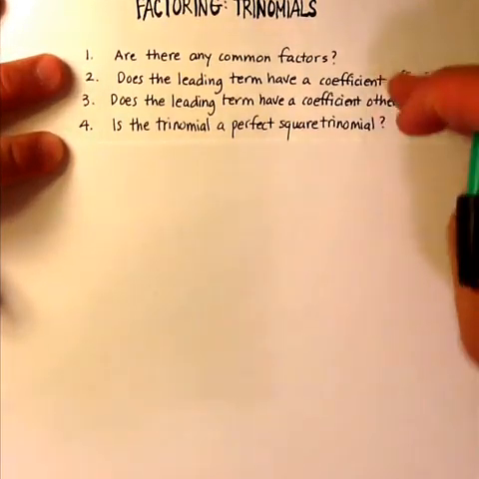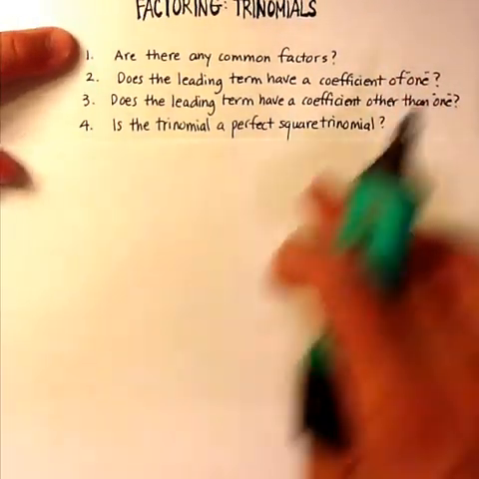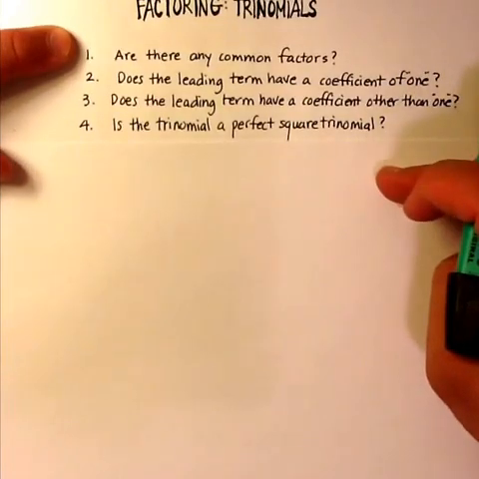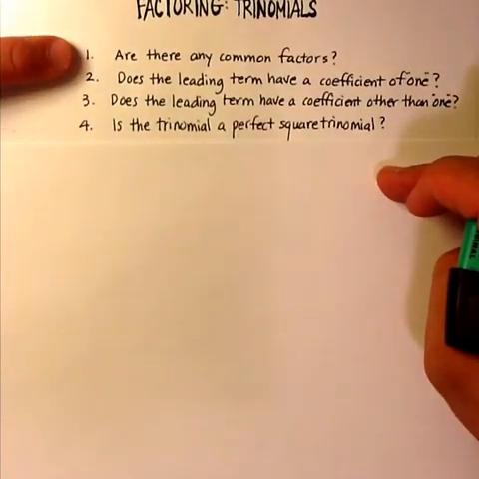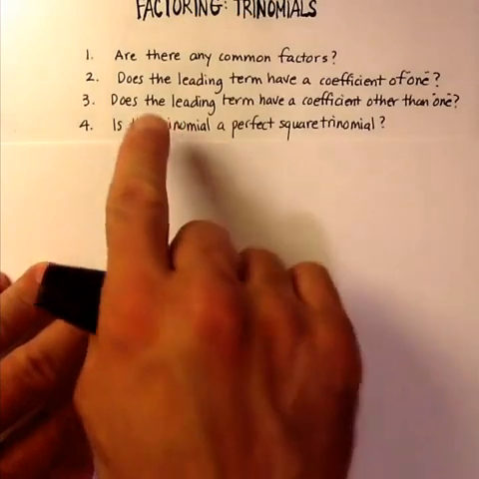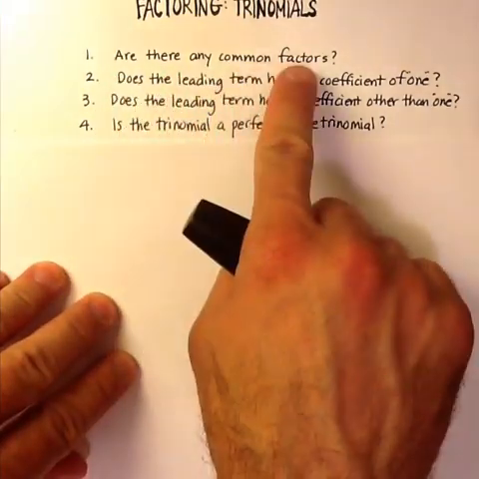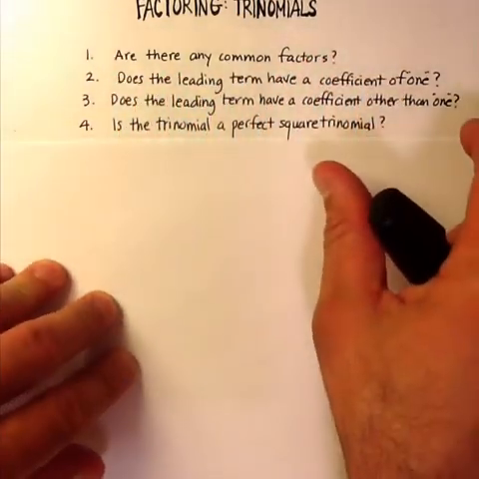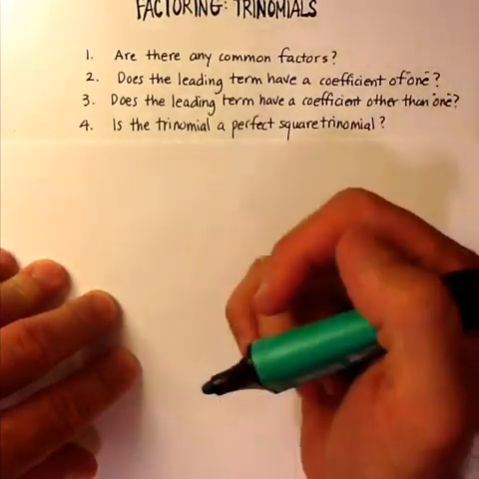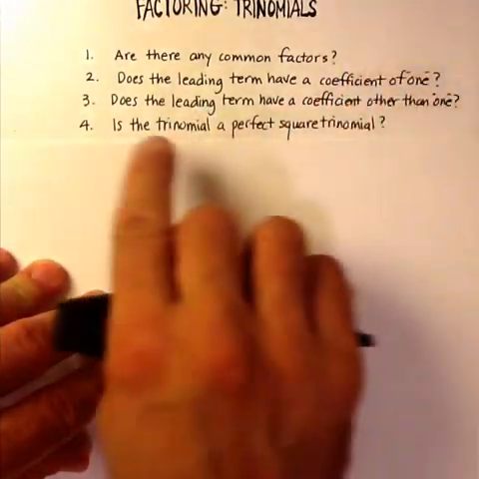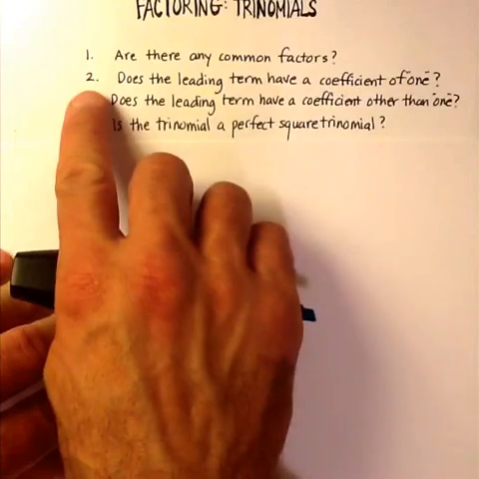And you should do it in this order, or at least do this one first, and then it really doesn't make any difference afterwards which are the next 3 questions you ask. But definitely do the first question first. You always ask yourself, are there any common factors in each of the terms of the trinomial? And again, if there are, you pull them out. We'll do a video on that one. We're going to do in this particular one, this second question.